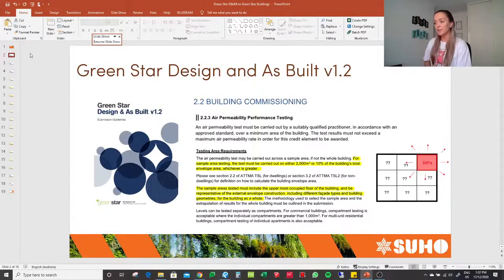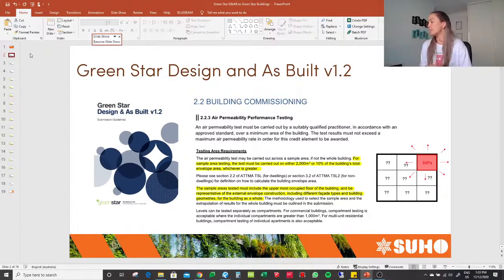Right. So I've taken a few excerpts out of the tools. I've highlighted, made comments, etc. The things that I think are important. The first thing that I have done is I've taken some excerpts out of the Design and As-Built version 1.2 tool. Air Tightness testing came under the building commissioning credit for Design and As-Built.